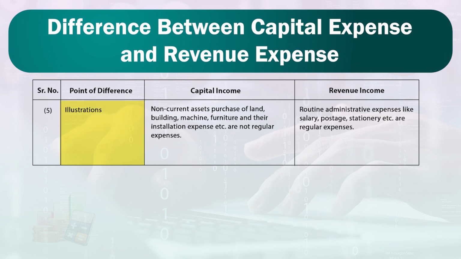5. Illustrations. Non-current assets, purchase of land, building, machinery, furniture and their installation expenses are not regular expenses. On the other hand, routine administrative expenses like salary, postage, stationery are regular expenses. The third category of expense is deferred revenue expense. Capital expenses are recorded in the balance sheet, asset side, and revenue expenses are recorded at the debit side of the income and expenditure account.